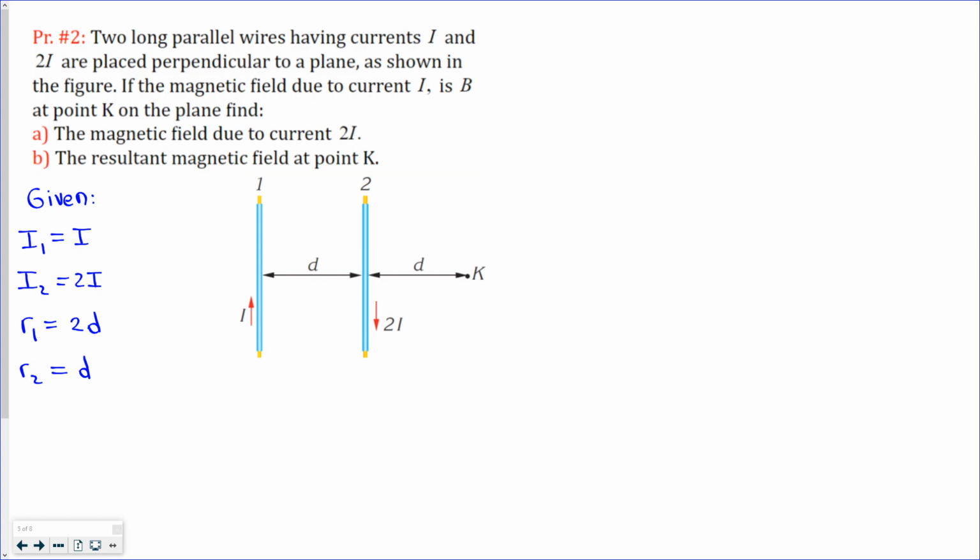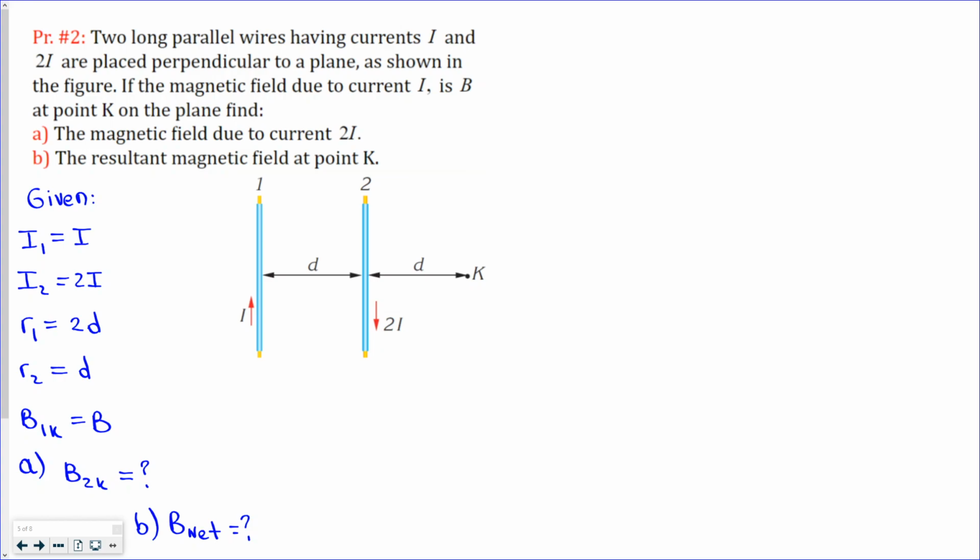What else we know? We also know that the magnetic field of the first wire at point K will be equal to B. And what do we ask here? A. We need to find the magnetic field from the second wire at the same point, and B, here I'll write B, we need to find net magnetic field at that point.